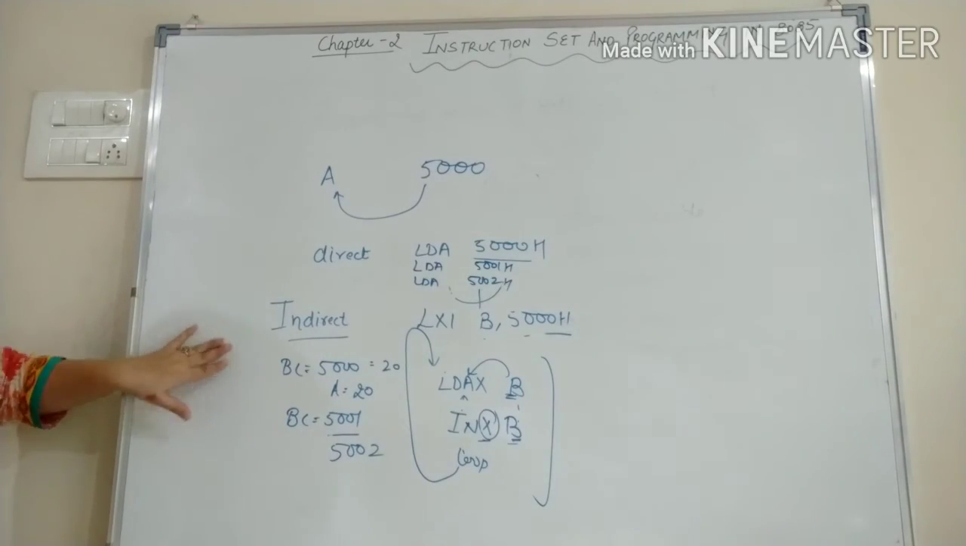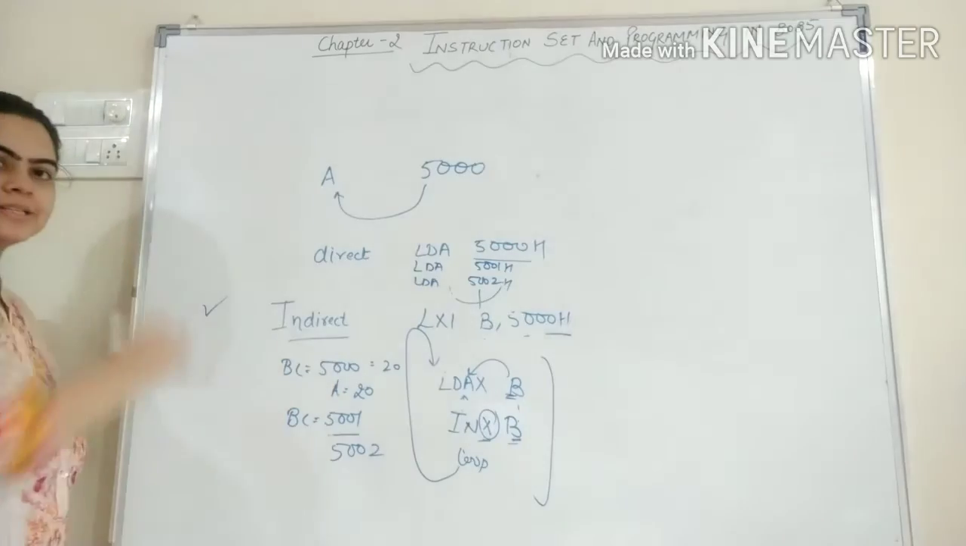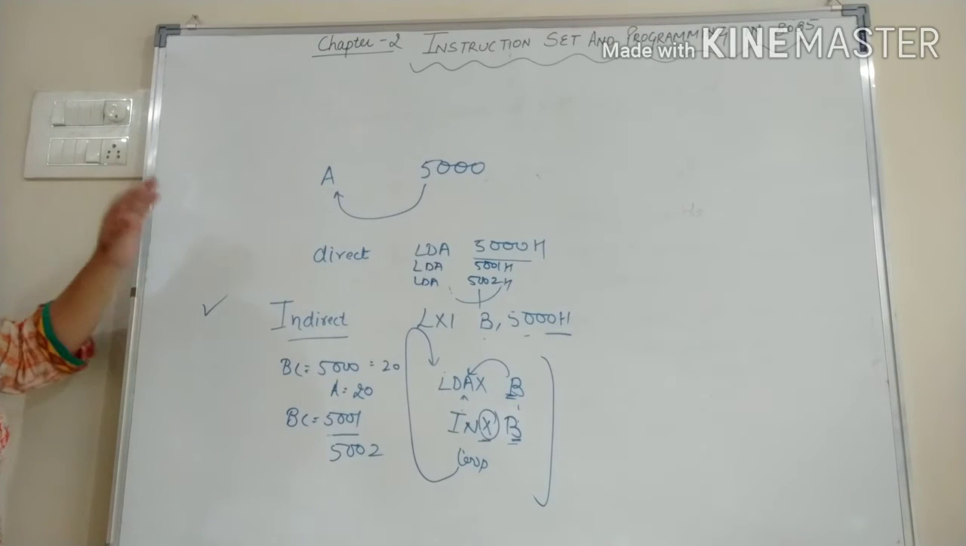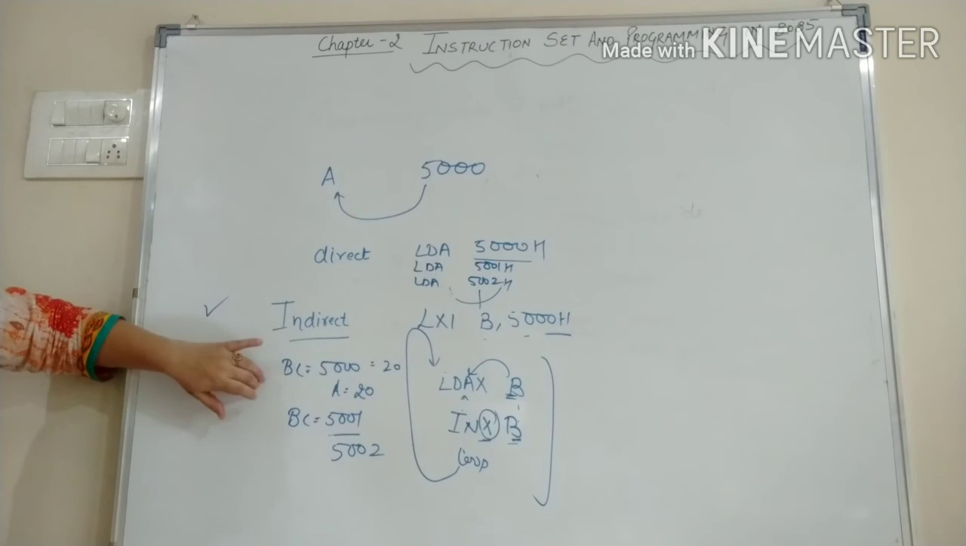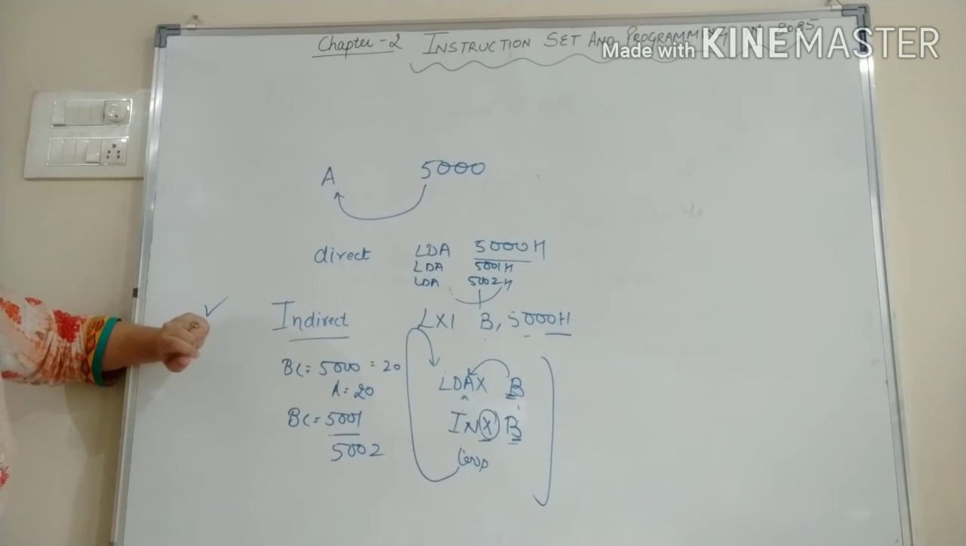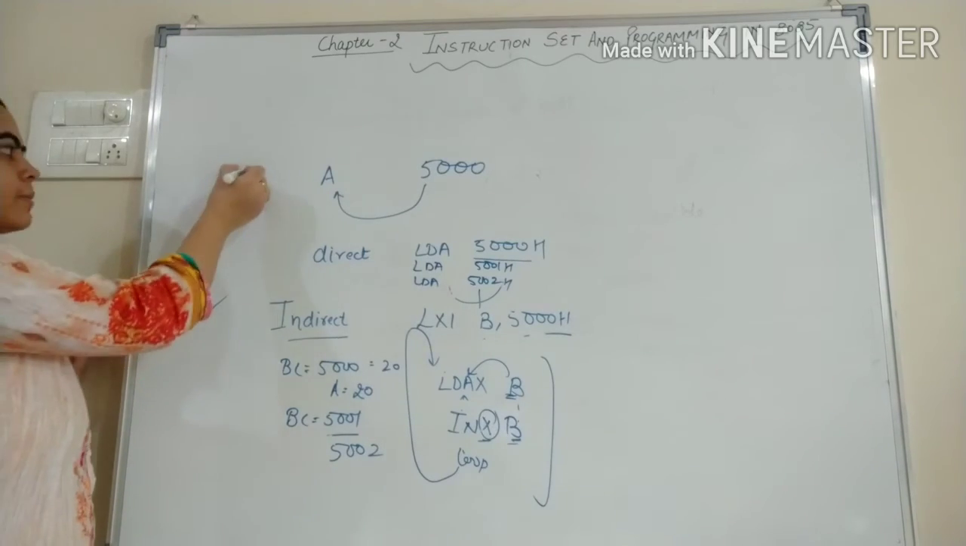So while we are using loops, it is easy, and this is more flexible also. In most programs we use this indirect type of addressing mode. Got it? So this is about the indirect addressing mode.